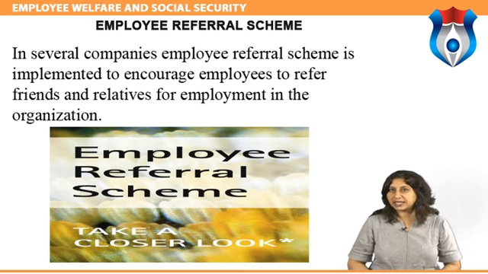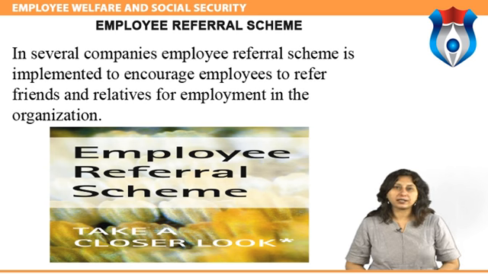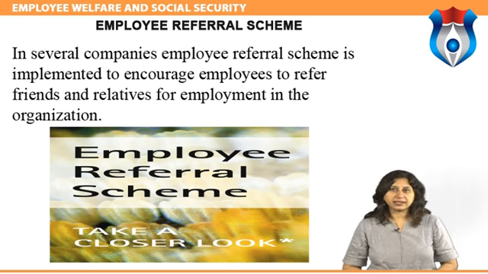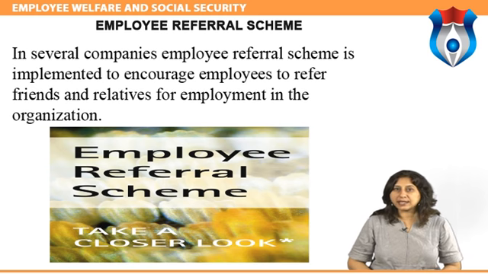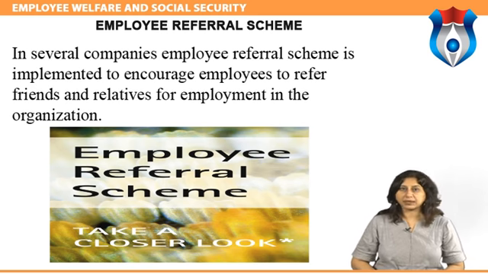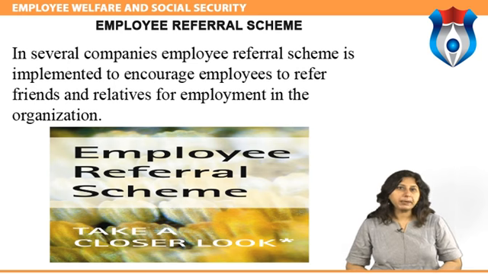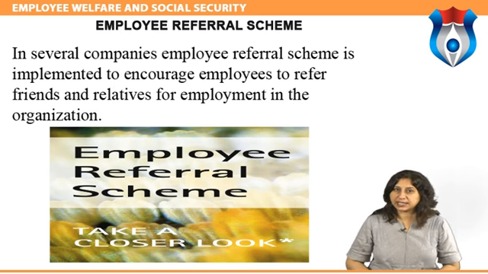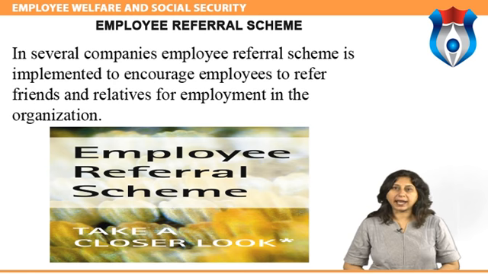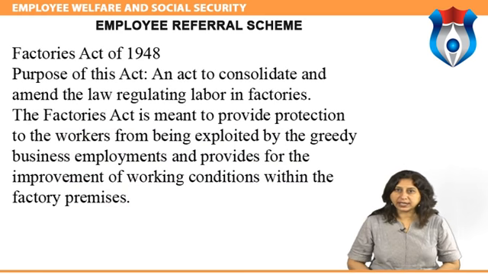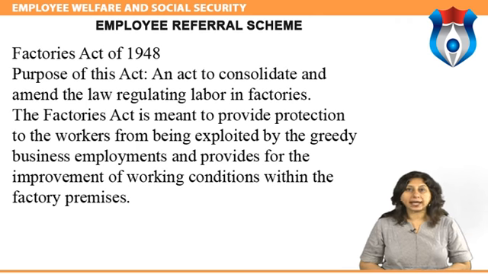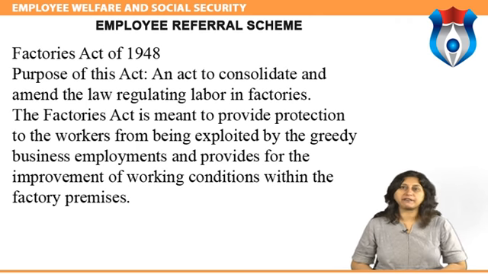Some of the important statutory welfare measures given by the government are as follows: the Factories Act of 1948, the Employees State Insurance Act 1948, the Payment of Wages Act 1936, the Workmen's Compensation Act 1923, the Employees Provident Funds and Miscellaneous Provisions Act 1952, the Payment of Gratuity Act 1962, the Maternity Benefit Act 1961.